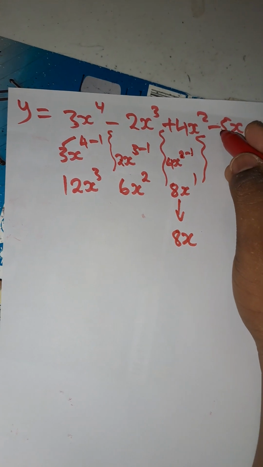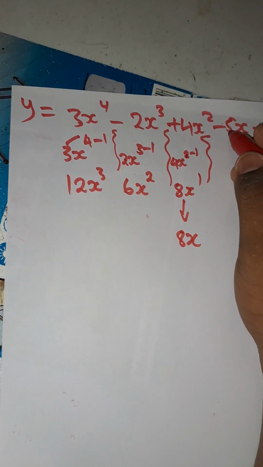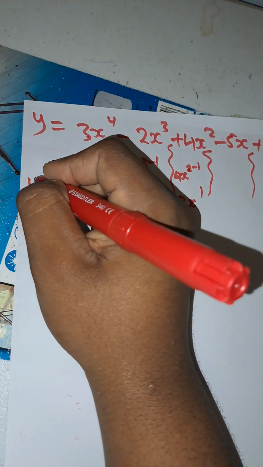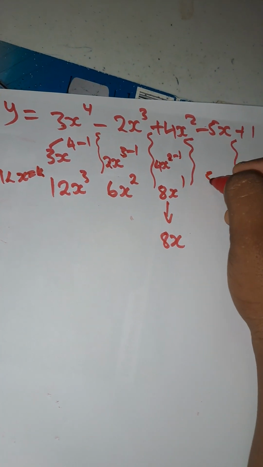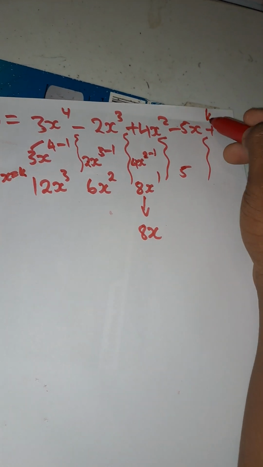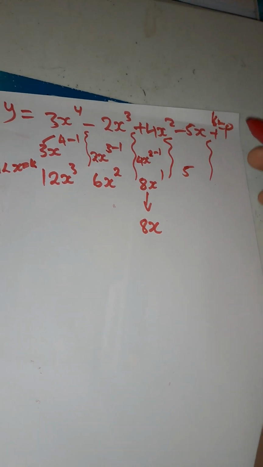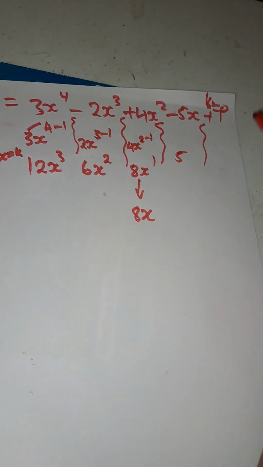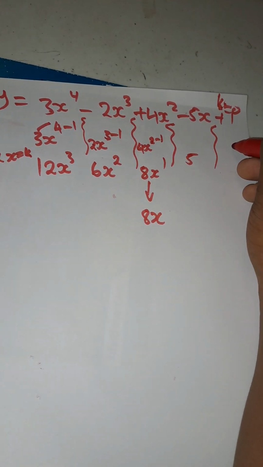And then check this one now. I have 5x. So what did I say there? I said kx is equals to k. So which means simply my answer is 5. The last one, what did I say? I said k is equals to 0. The derivative of a constant is equals to 0, and then it will be just 0 there.